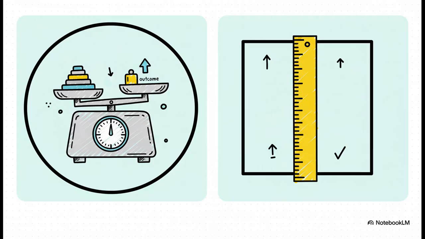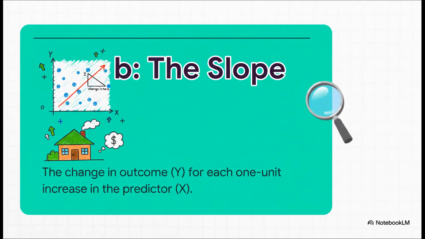So let's tackle those letters. Y is our unknown. It's the thing we're trying to predict. In our example, that's weight. X is the piece of information we already have, our predictor. In this case, that's height. That's it. Y is what you want to know. X is what you already know. All right, what about that b?